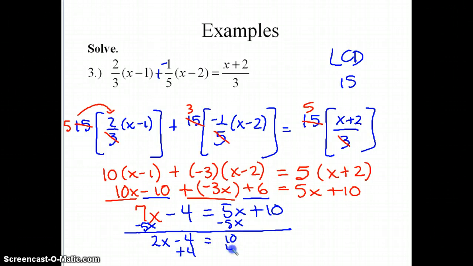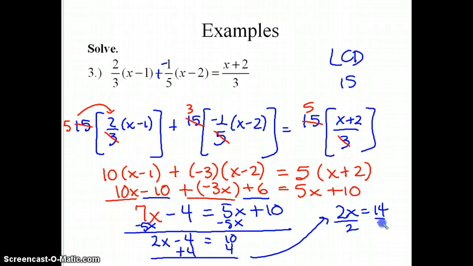I'll add 4 to both sides. And once I've completed that, I end up with 2x is equal to 14. Now solving for x, I will divide both sides by 2. X is equal to 7. That completes our lesson on section 7.3, equations with fractional coefficients.